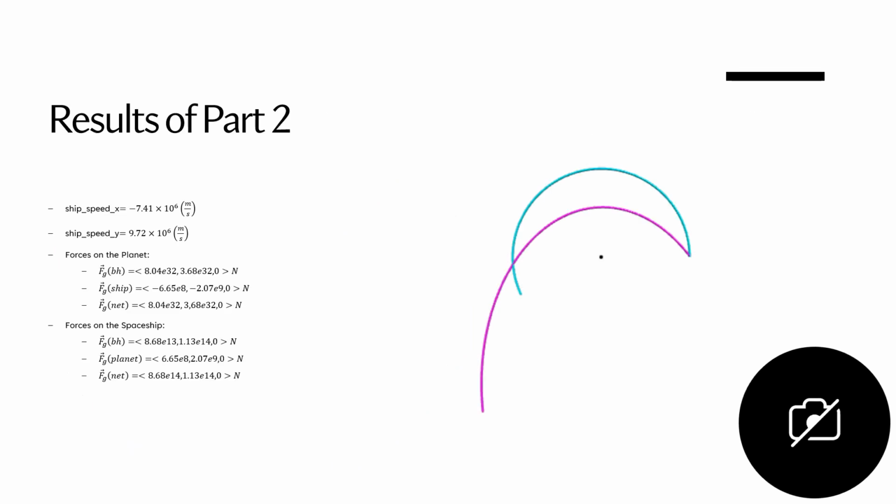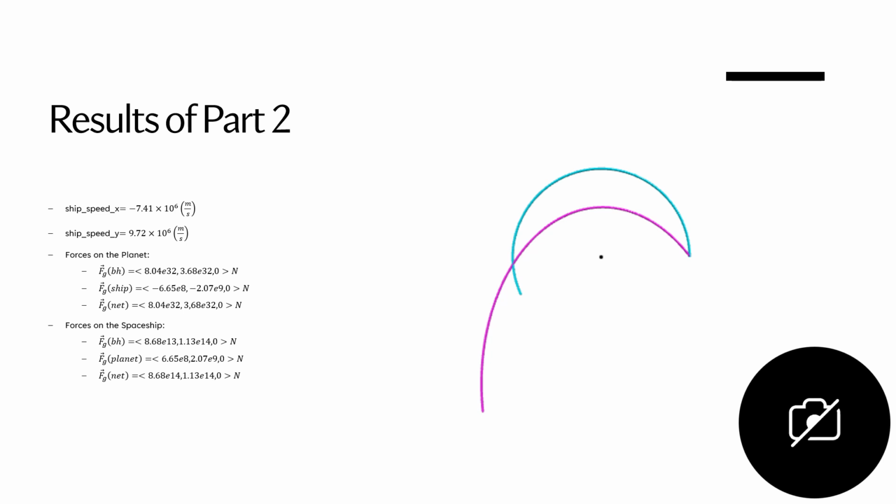So part two explored the question of what if we want to use the black hole's gravitational pull to essentially slingshot the ship. It was found that the initial speed would have to be negative 7.41 times 10 to the 6 meters per second for the x component, 9.72 times 10 to the 6 for the y component.